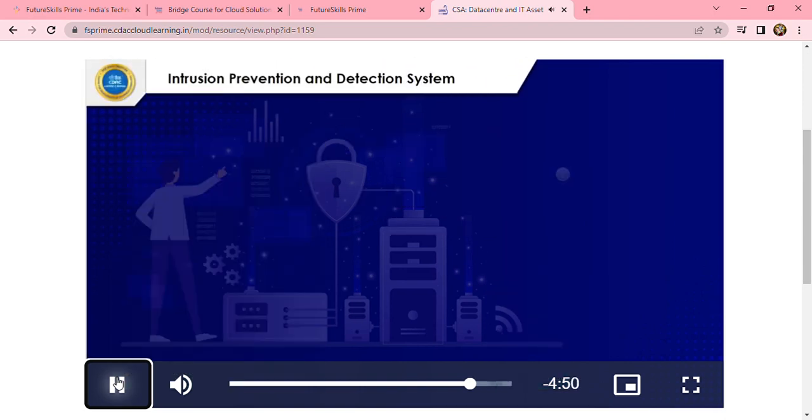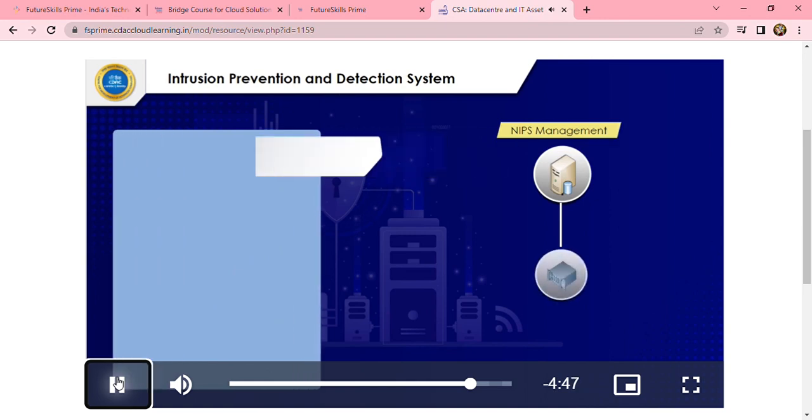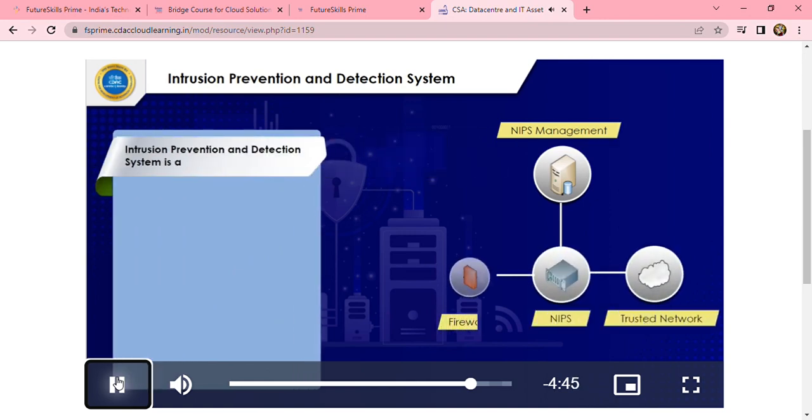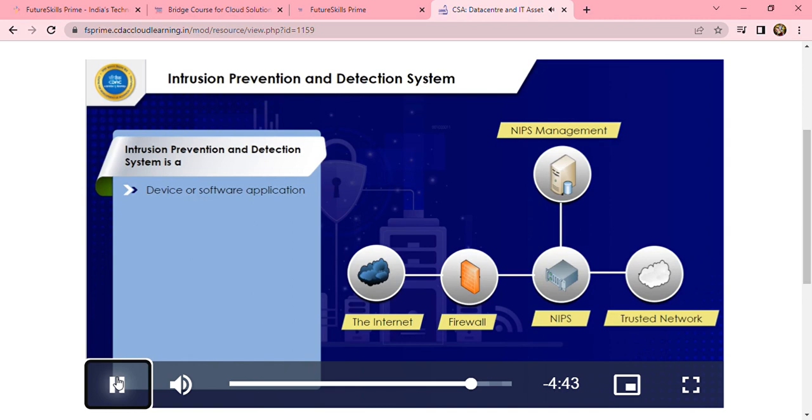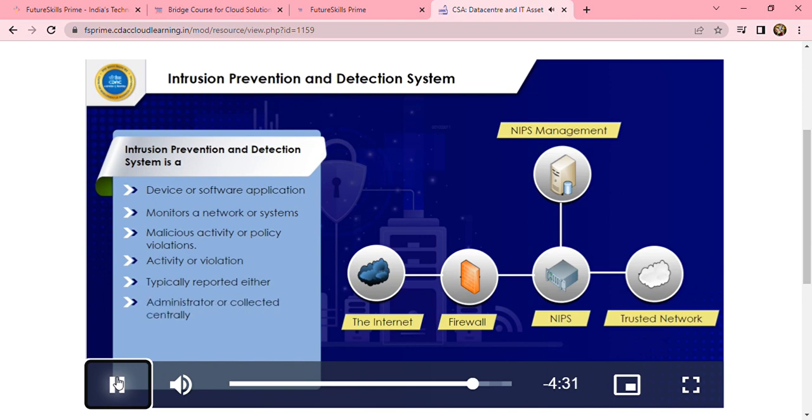Security, Intrusion Prevention and Detection System. An Intrusion Detection System is a device or software application that monitors a network or systems for malicious activity or policy violations. Any intrusion activity or violation is typically reported either to an administrator or collected centrally using a Security Information and Event Management (SIEM) system. Network Intrusion Protection System also provides logs with actionable data.